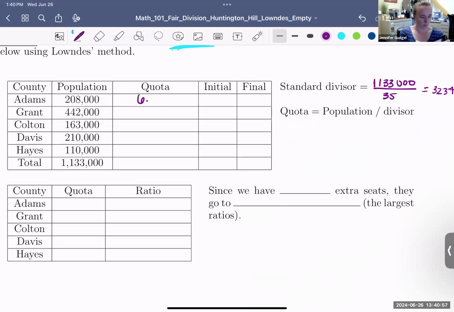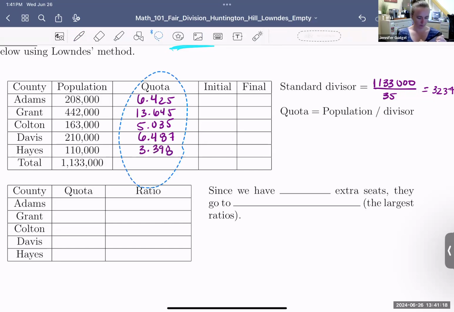Adams is going to be 6.425, then 13.645, 5.035, 6.487, and 3.398. I'm copying those, you'll see in a moment.